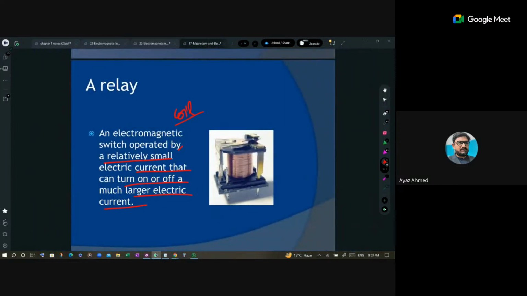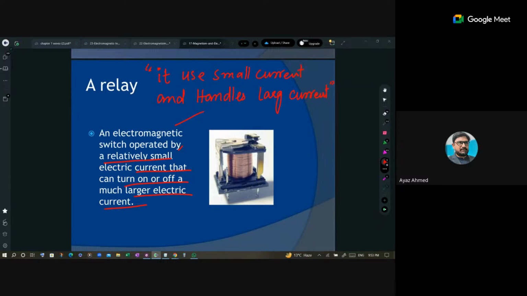This is a very important device. What is the function of a relay? An electromagnetic switch operated, which uses small current. I'm just writing it as it would appear in the examiner report, or for the marks. It uses small current and handles large current. This is the function of a relay.